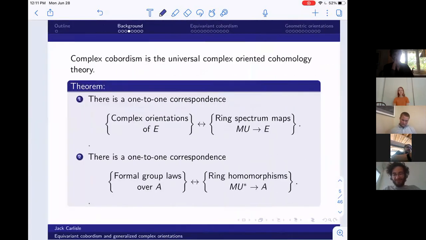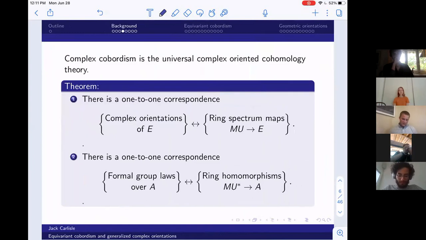All right. So what I'd like to say now is that complex cobordism is sort of the most special complex-oriented cohomology theory there is. And that's because of the following pair of universality theorems. So first, let me emphasize part one of this theorem, which is that there is a one-to-one correspondence between complex orientations of some fixed commutative ring spectrum E and ring spectrum maps from Mu to E. In other words, the spectrum Mu classifies complex orientations. And so if we want to understand the theory of complex orientations, in some sense, it suffices to understand the complex cobordism spectrum Mu.